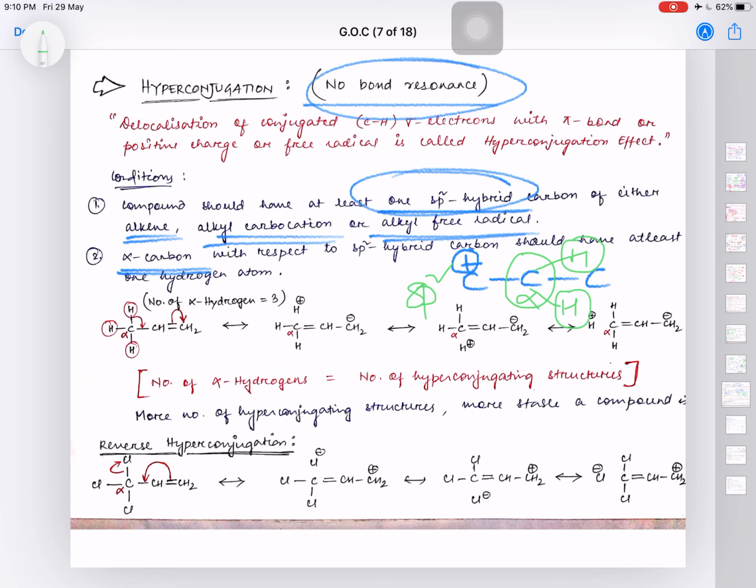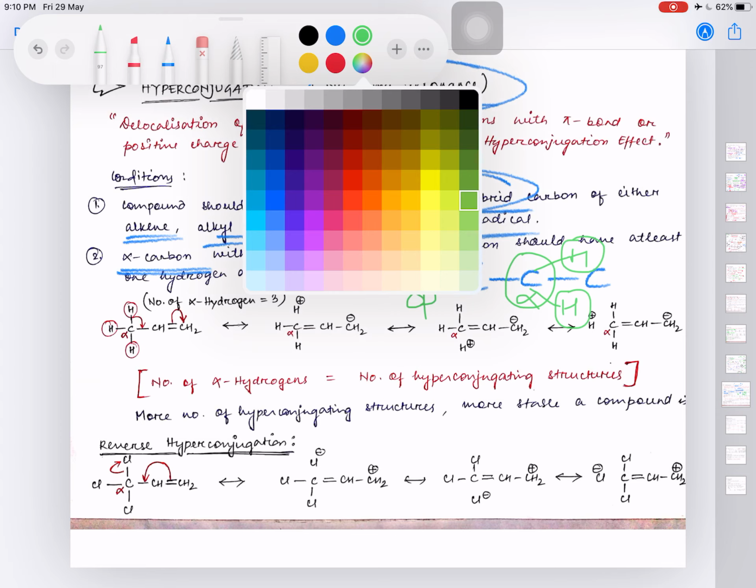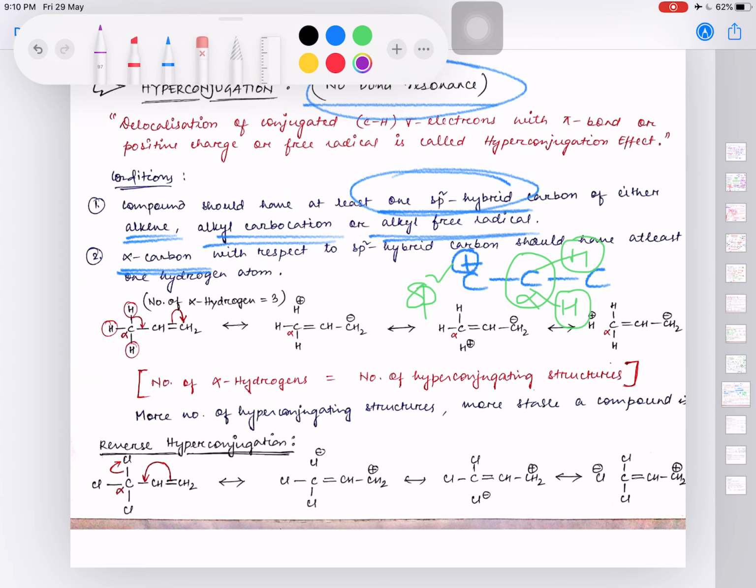So the two conditions for hyperconjugation are, first, you should have an sp2 hybridized carbon, and secondly, you should have an alpha hydrogen. The carbon next to the sp2 hybridized carbon is your alpha carbon, and the number of hydrogens attached to that alpha carbon is your alpha hydrogen.